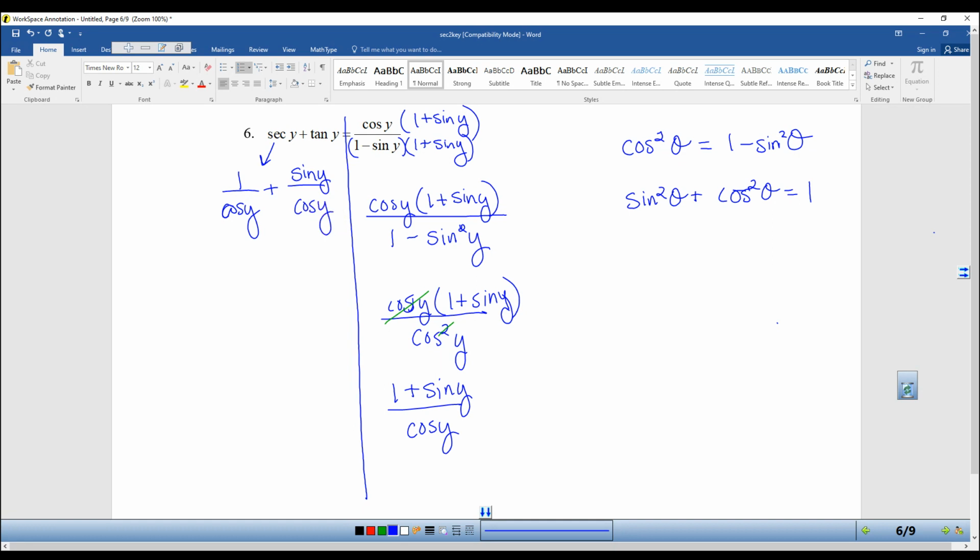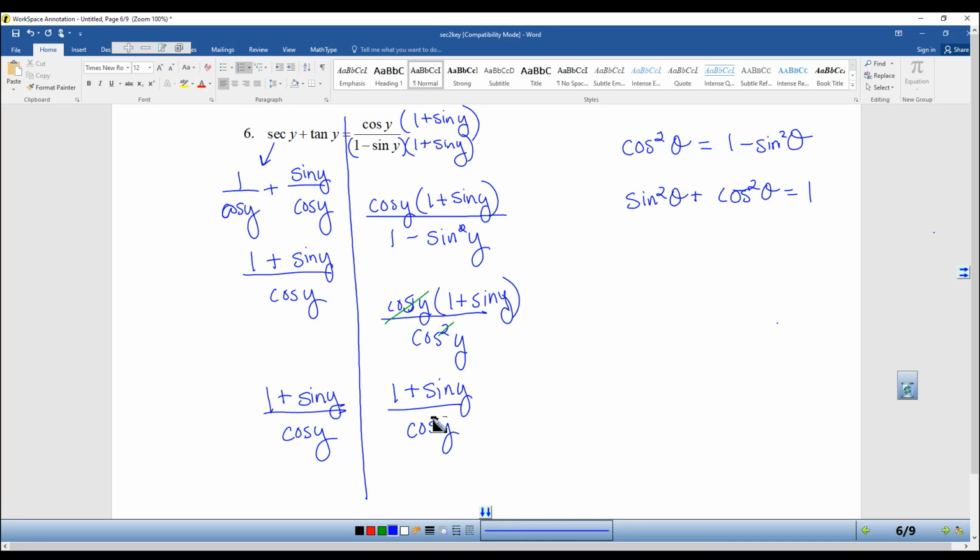Normally, you'd have to get a common denominator, but they actually already have a common denominator. 1 plus sine of y all over cosine of y. Does that look familiar? We did it. Okay, so I'm going to just bring this down to show that the two sides are the same.